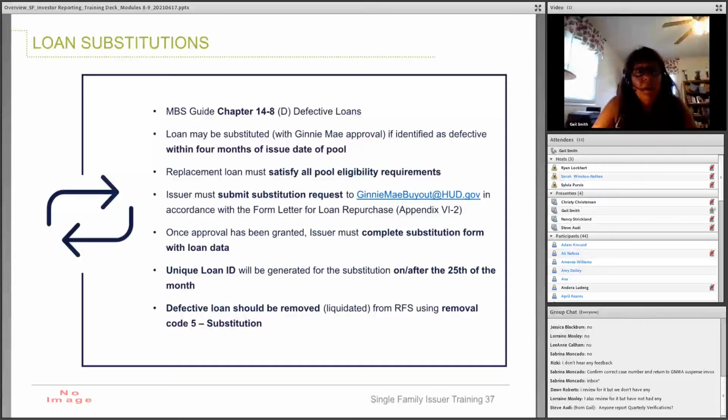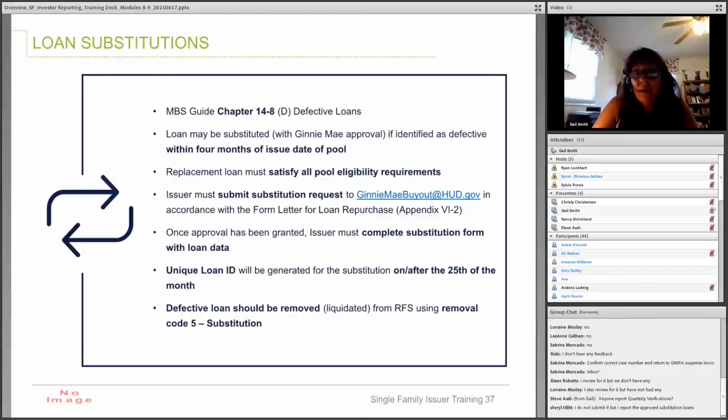If you have a loan that is deemed defective, you refer to MBS Guide Chapter 14-8, Section D. A loan may be substituted with Ginnie Mae approval if it's identified as defective within the first 4 months of issue date of pooling. The replacement loan must satisfy all pool eligibility requirements. The issuer must submit a substitution request to the Ginnie Mae buyout at HUD.gov in accordance with the form letter or loan repurchase that may be found in Appendix 6-2.